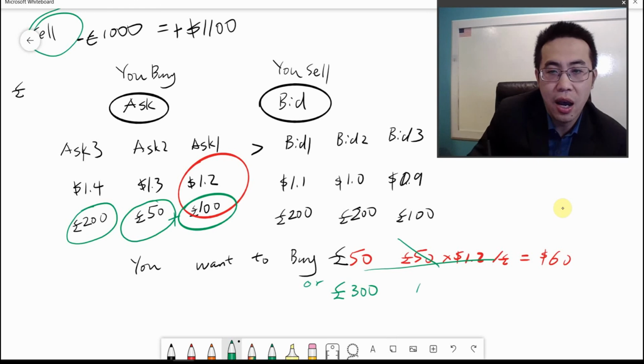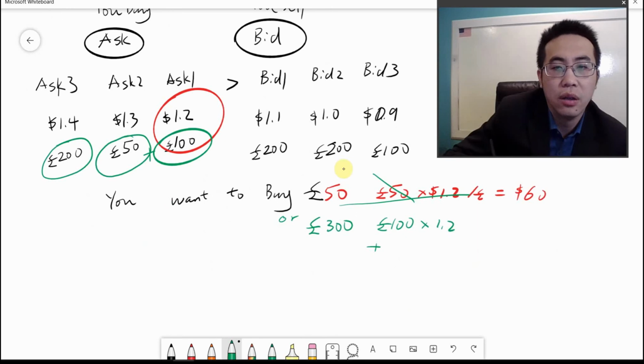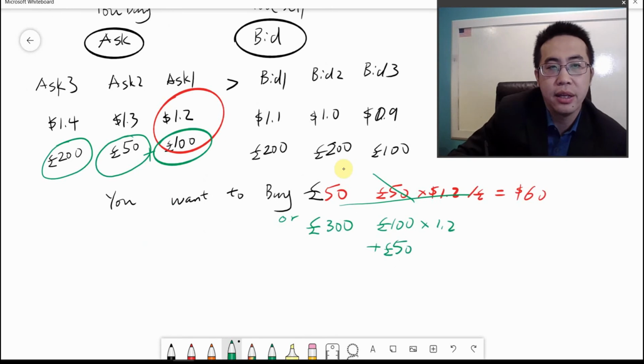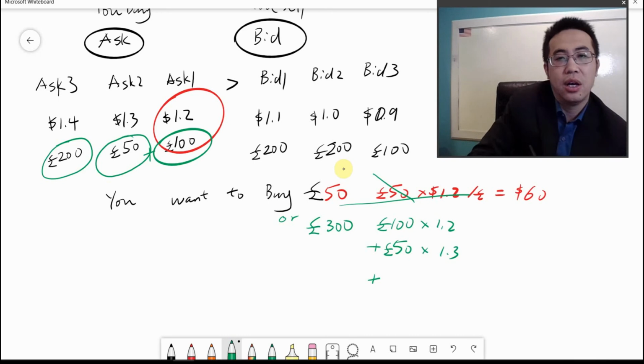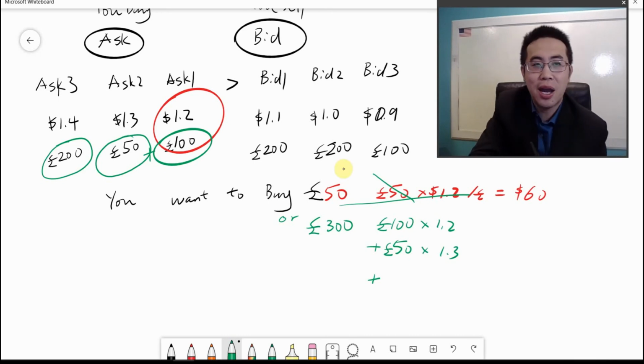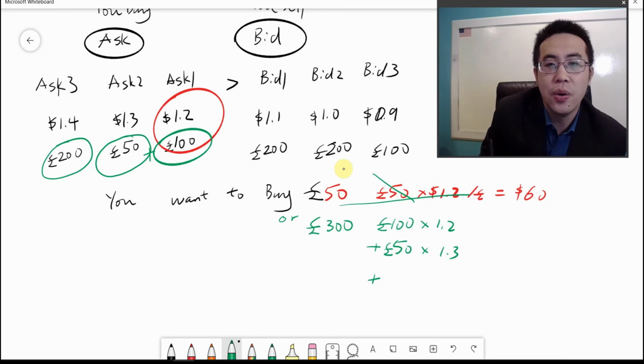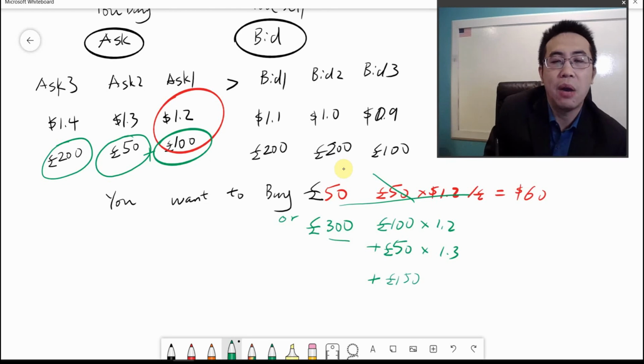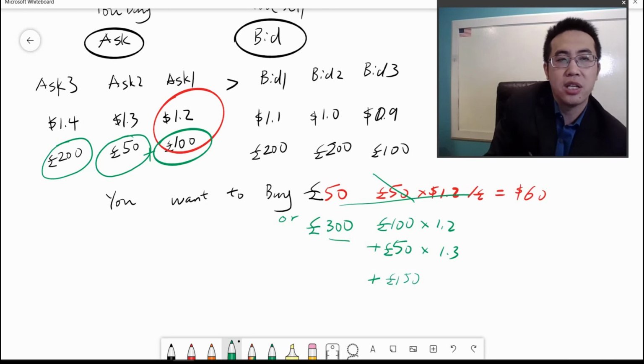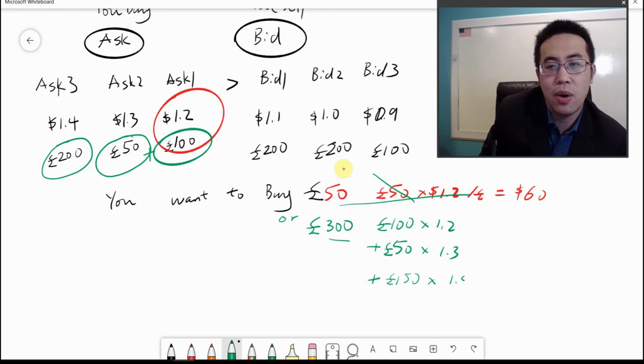So that is 100 pounds from bank 1 at $1.2 plus 50 pounds from the second bank at $1.3 plus, what's the rest? The third bank has 200 pounds, but are you going to buy all the 200 pounds from that bank? Not really. You are buying whatever you need to satisfy 300. So how much else do you need to buy? 300 minus 100 minus 50, that's going to give you another 150 pounds left. So you will buy 150 pounds, not 200 pounds, from bank 3 at the price of 1.4.